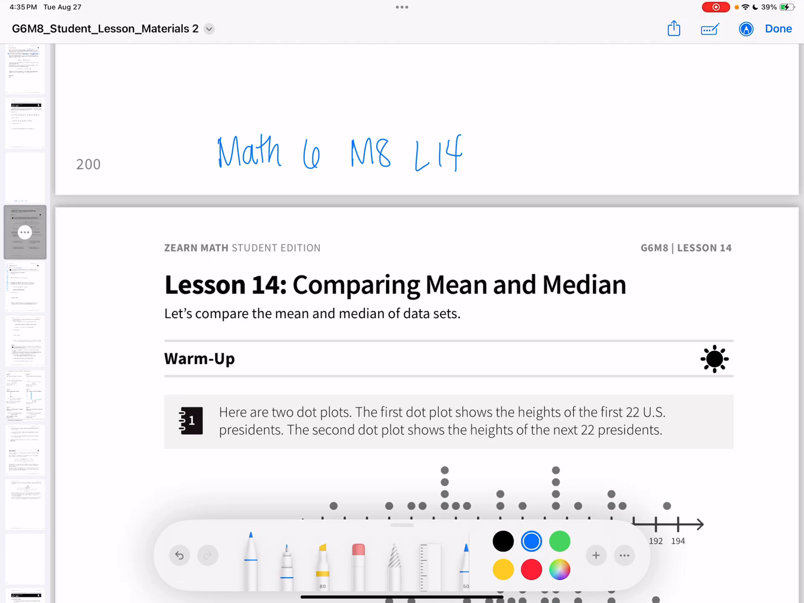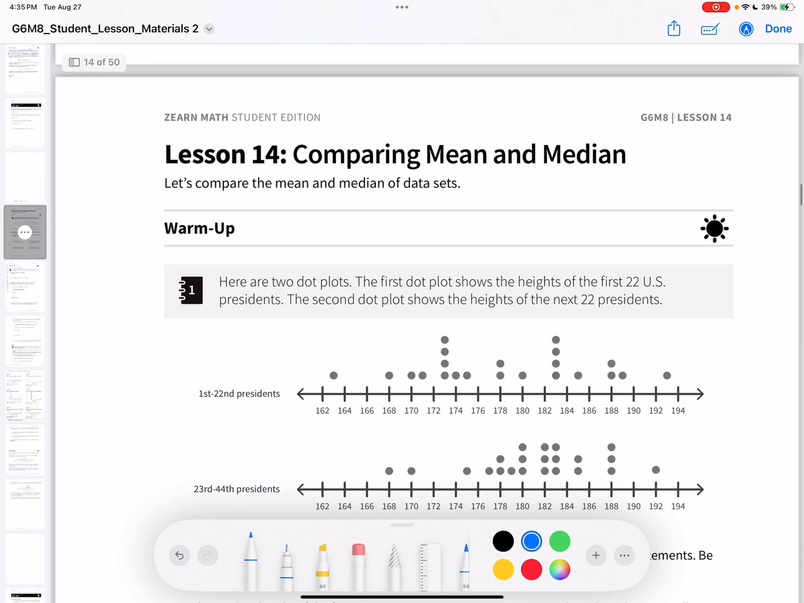All right, today we're going to do Math 6, Mission 8, Lesson 14, comparing mean and median. So mean and median are both measures of center, but they're a little different. The mean is the average of the numbers. The mean doesn't even have to be a data point in our data set. The median is the middle.